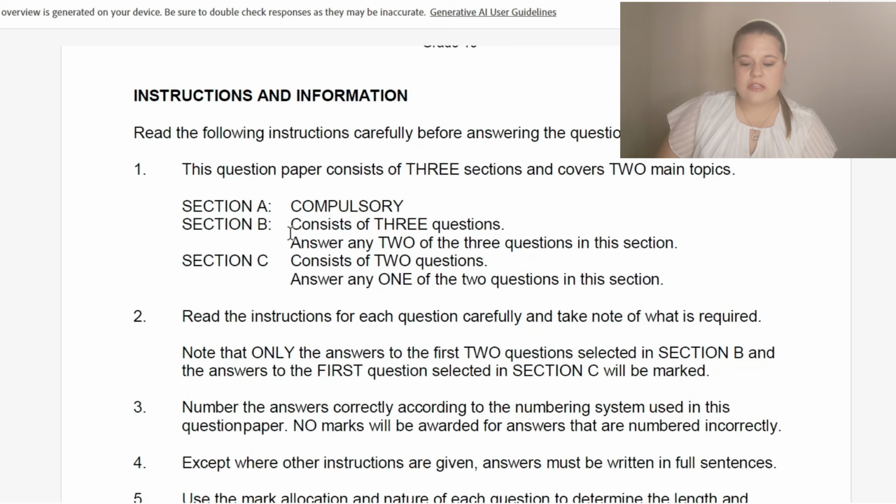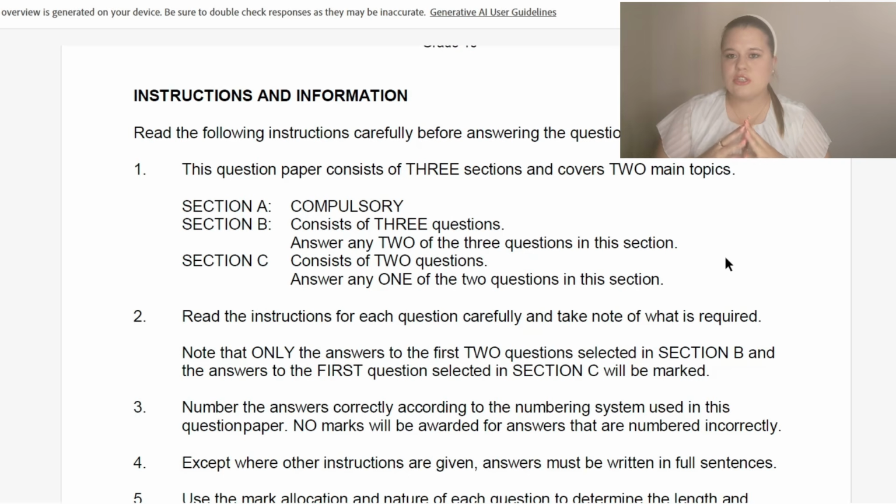Section B has 3 questions, and you answer 2 of them. Section C has 2 questions, and you answer 1 of them. Now, how does this work? And I need to emphasize this. Apologies for the traffic.